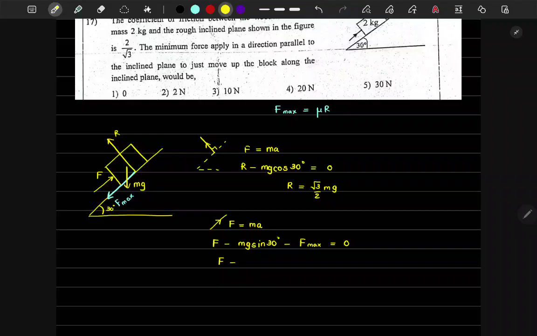So minus mg divided by 2, mg into half, minus mu, they have given us 2 over 3, because F max is equal to mu R, mu which is the coefficient of friction, R root 3 over 2 mg, equals 0. So F equals mg plus mg over 2. So the value of F is 3 mg over 2.